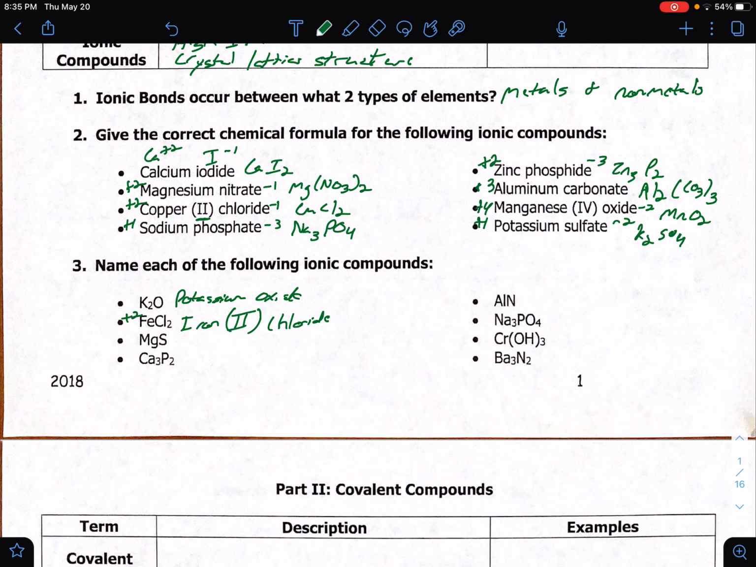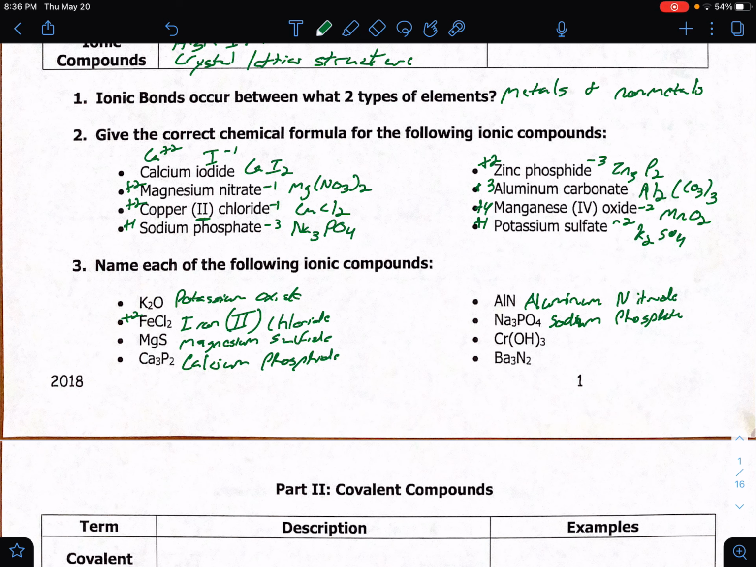Next one, this would be just magnesium sulfide. Ca3P2 is going to be calcium phosphide. AlN is just going to be aluminum nitride. Na3PO4 would be sodium phosphate.